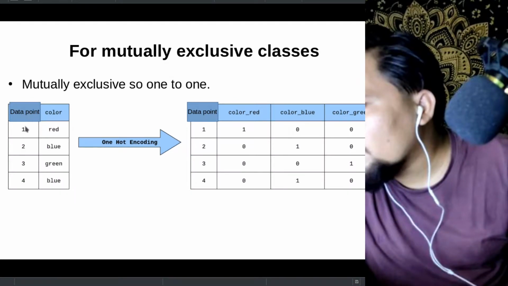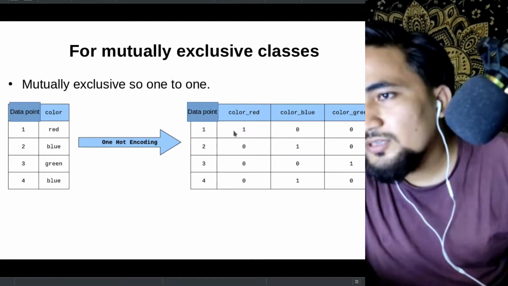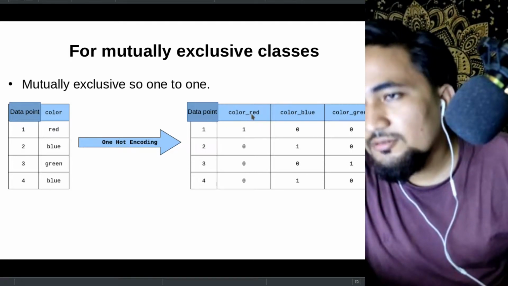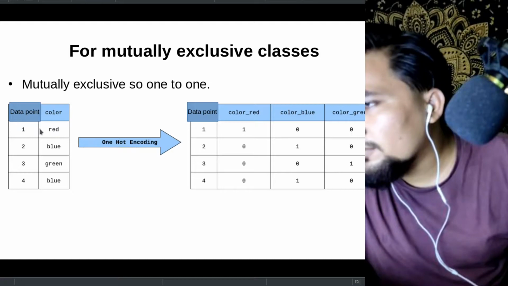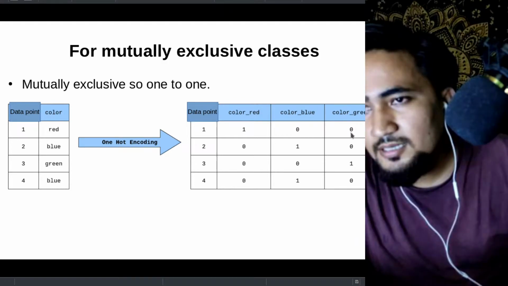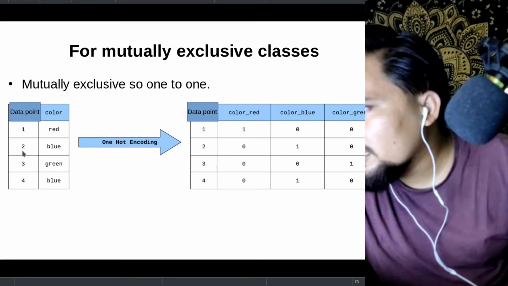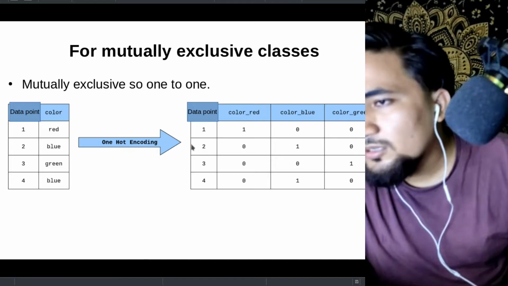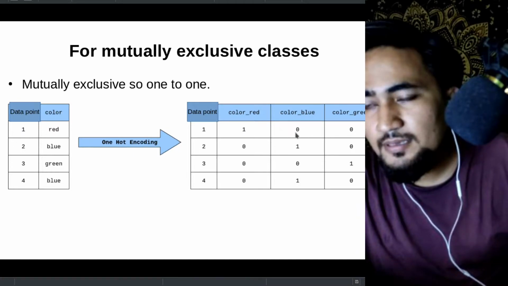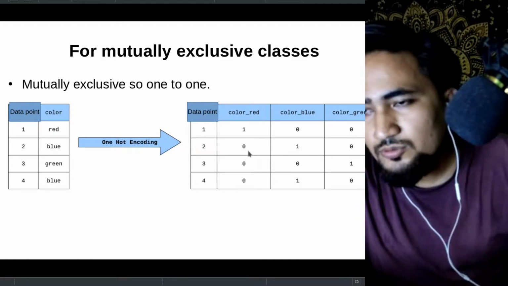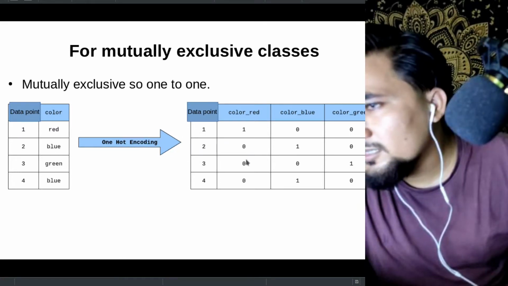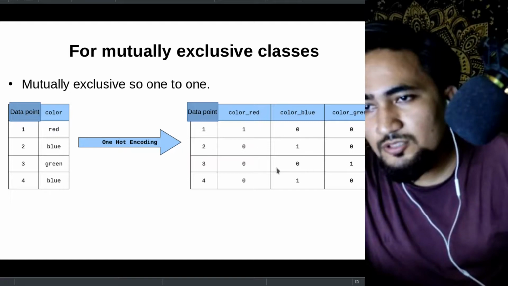We can see here data point 1 has a red color, so here we'll write 1 in the data point 1 row where the color is red. And we don't have any blue or green value in data point 1, so we'll write zeros, that is, off. In data point 2 we have blue, so in data point 2 we'll write 1 where we have the color blue. So in data point 2 we write 1 here, and we don't have any red or green color here in our data set, so we'll write zeros respectively.